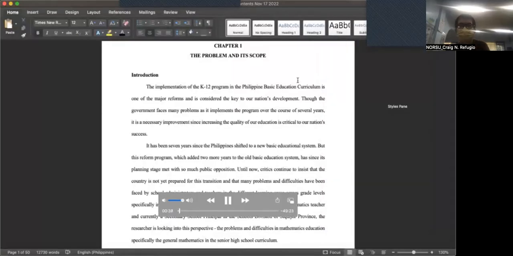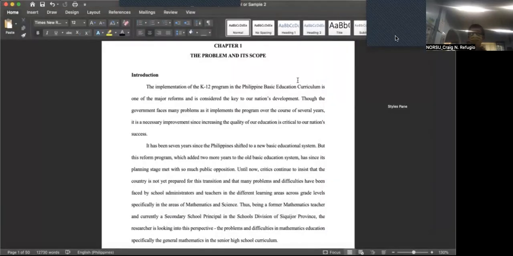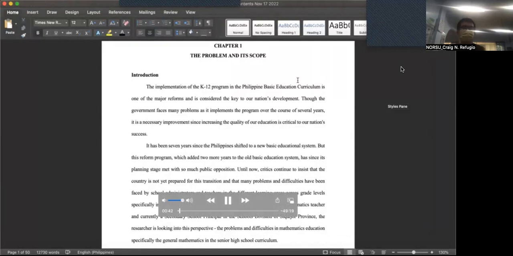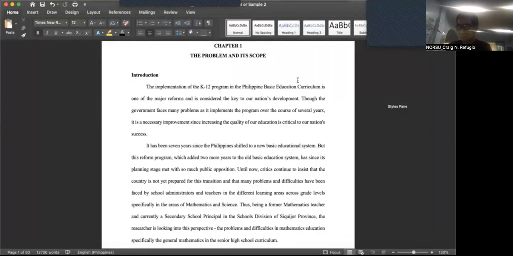Scope. And then the first part is the introduction. And then there's a separate document that I uploaded in the stream of our Google Classroom. That document tells about how you are going to write the introduction. Do you remember that document? Yes, sir.